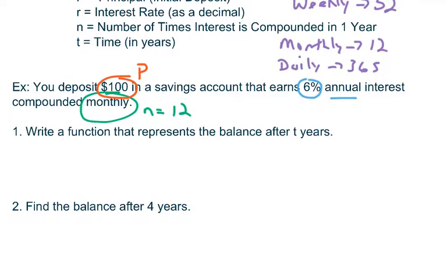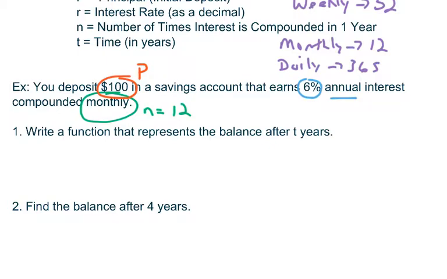And how they do interest, if you get 6% annual interest, they're going to take 6% divided by how many times they pay you interest. So you're going to get 1/12 of 6% every month. You're not going to get 6% every month. You get 1/12 of 6% because they divide it by 12. Okay, we aren't given t yet, so we're going to need to write an equation first.